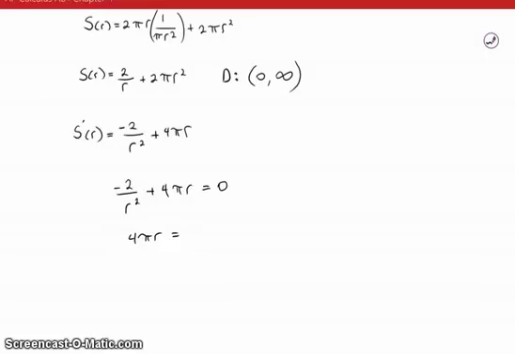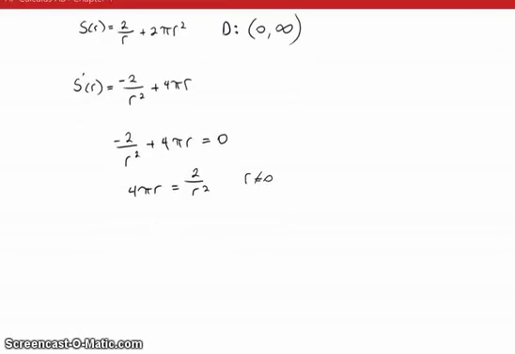It can't be, but not for that reason. Our domain. Yeah, our domain. The only time this function's undefined is when we have division by 0, and we've already said that the domain's not allowed to include 0, so we're safe there. Since we know that r can't be equal to 0, we can multiply by r and get rid of some of this stuff. So we're going to end up getting 4 pi r cubed equals 2, or r cubed equals 2 over 4 pi.